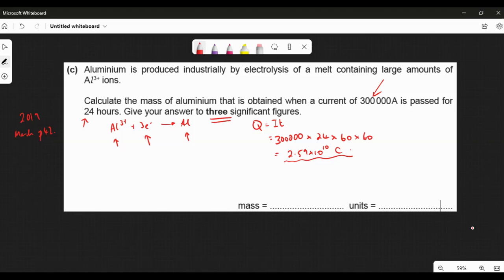But now, as we should all know, 1 Faraday is the charge on 1 mole of electrons. And 1 Faraday is 96,500 coulombs. So if I divide this number here by 96,500, I'll get the number of moles of electrons that flowed. So divided by 96,500, and I get 268,601. Now this is no longer coulombs. This is moles of electrons.